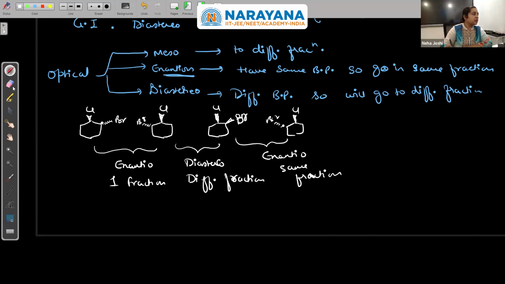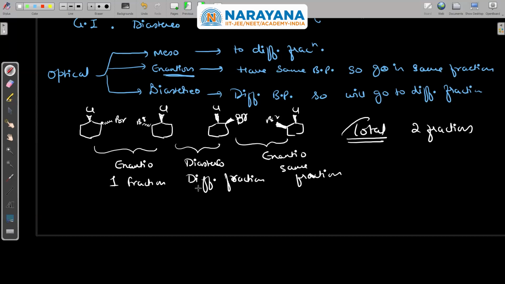One second. This should not be a dash. It should be a wedge only, because I am preparing enantiomers. Yes. So if I'm asked total for these 4 only, I'll have 2 fractions: one of this enantiomeric pair and one of this enantiomeric pair.